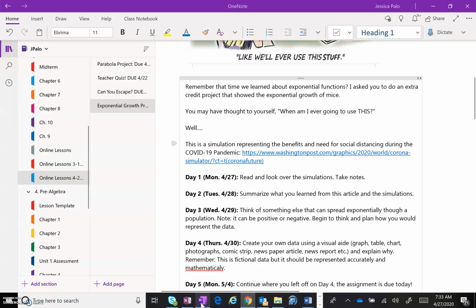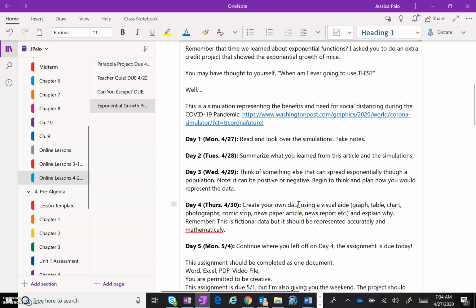And for the first 2 days, I want you to take notes. Well, the first day I want you to take notes. Day 2, I want you to take all of those notes and summarize what you learned from the articles and the simulations. You can include what you think. You can include some of your own opinions, but please keep the facts and opinions separated in your summary.